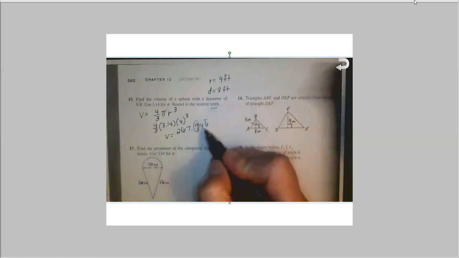But it did ask me to round to the nearest tenths place. So that's this position, and if I look at the number right behind it, 4 or less, we're going to let it rest. So we're going to round to 267.9. Volume is always cubic, so that's feet to the third power. Make sure to label that appropriately on your assignment this week.